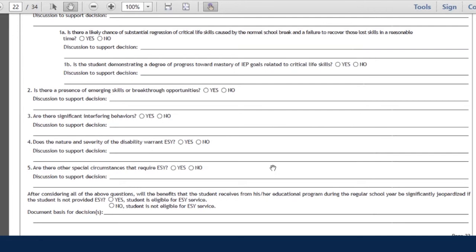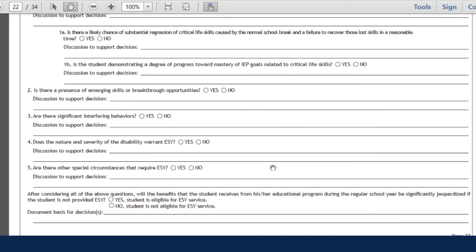Now, what I believe is very important for parents to understand is that this is a highly subjective process. Most parts of the IEP process are more objective, and this is one of those times when it is subjective. And that means that the school administration and the school staff have a lot of ability to interpret whether or not it's appropriate.